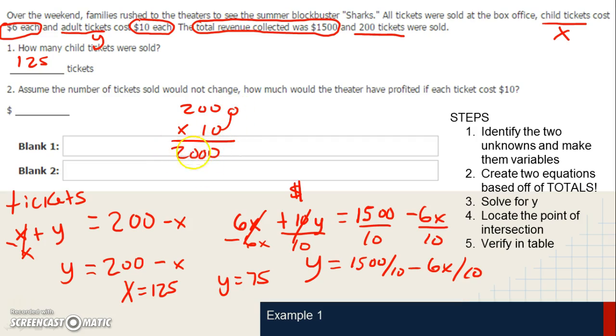If I use a calculator, I just punch in 200 times 10. So we know that the theater would have made $2,000 if they sold each ticket, both child and adult, for $10. Now that we know how to use the calculator, we're going to go ahead and go through these examples a little bit quicker.